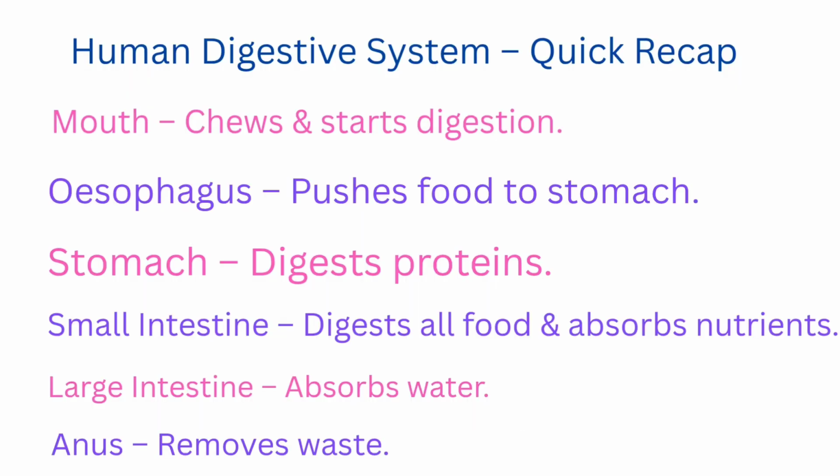Let us quickly recap the parts of the human digestive system. Mouth, where chewing begins and digestion starts. Esophagus carries food to the stomach. Next comes the stomach, which breaks down proteins. Then the small intestine digests all food and absorbs nutrients. Then comes the large intestine, which absorbs water, and finally the anus removes waste from the body.